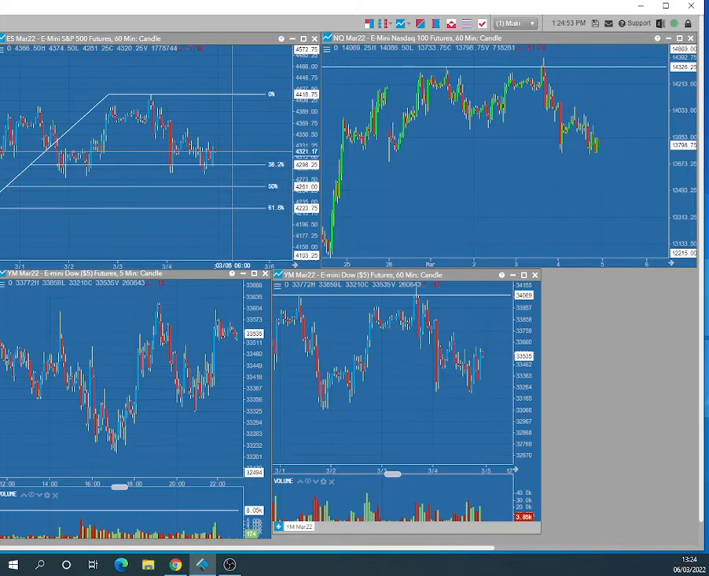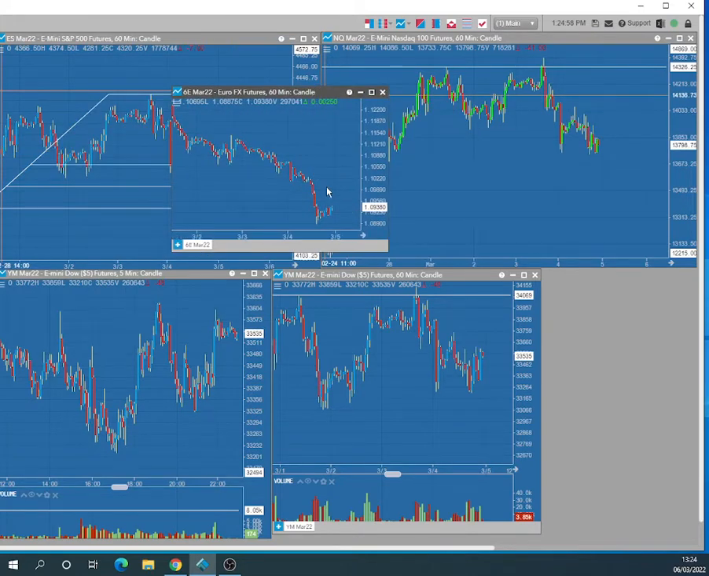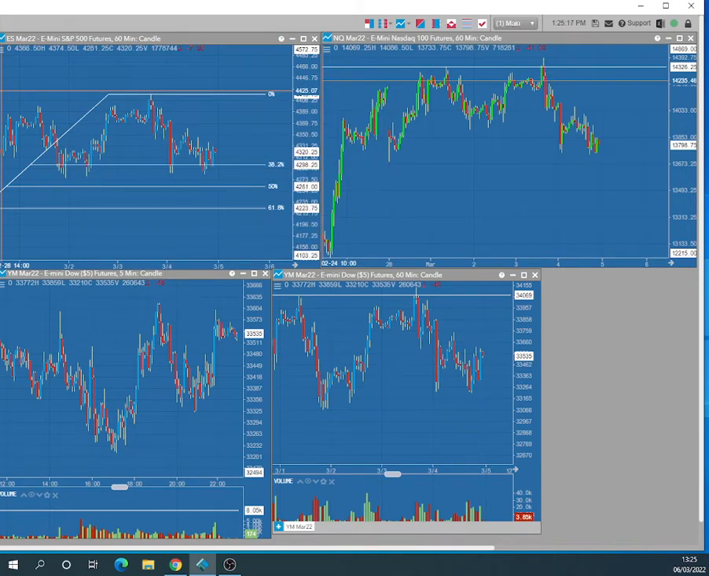Another thing that I'm looking at, obviously, is the euro dollar. As you all know, a higher dollar creates the mood for a risk-off sentiment. It doesn't necessarily indicate that the market is going to go down, but it's not a good thing for the equity markets if the dollar starts bidding aggressively against the euro or any other currency.